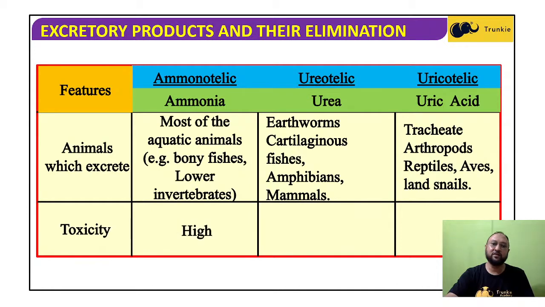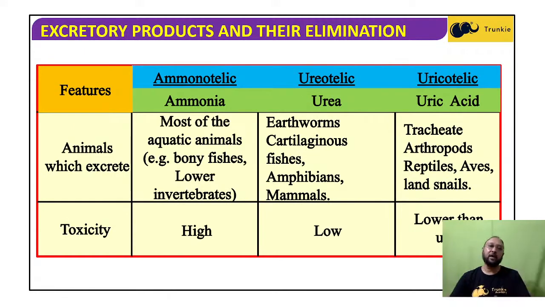So in all this, toxicity is very high for ammonia, and lower for urea, lower still for uric acid. So this is how we compare between the different types. This was the basic concept. After this, you must know about ammonotelism, uricotelism, and ureotelism, and which animals.